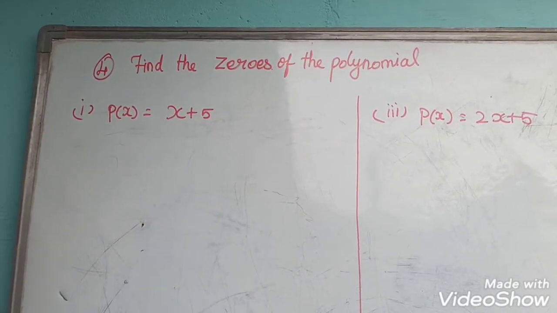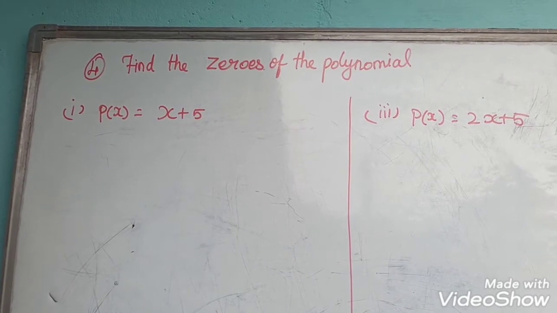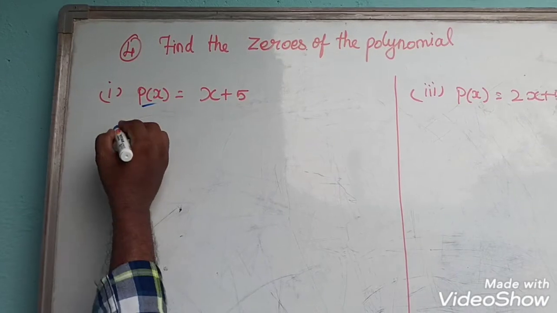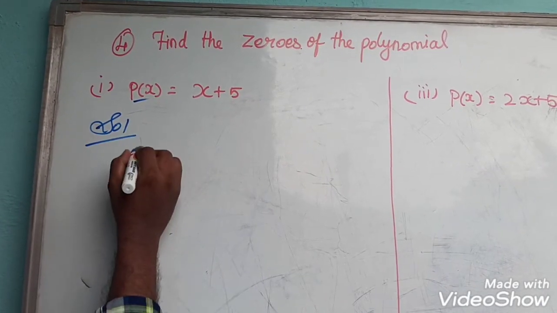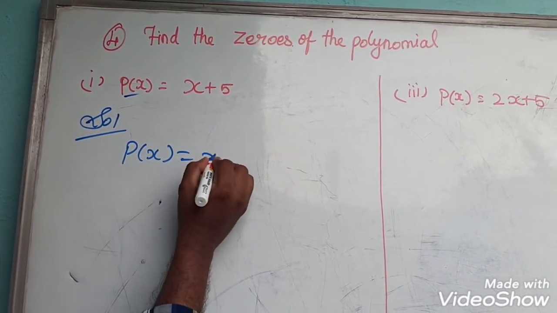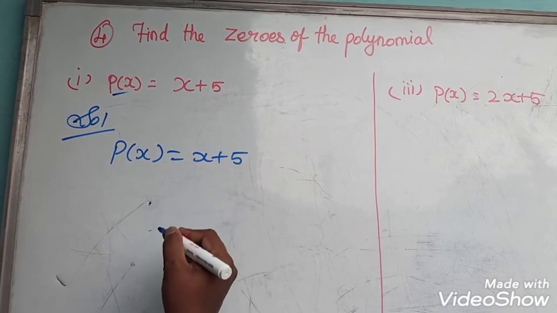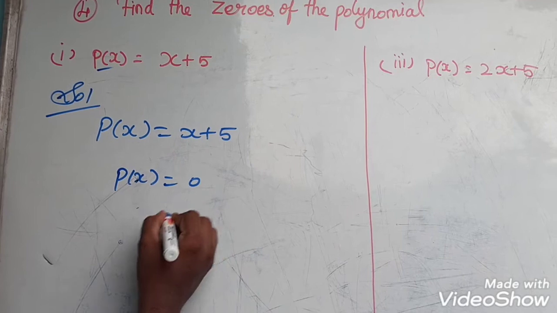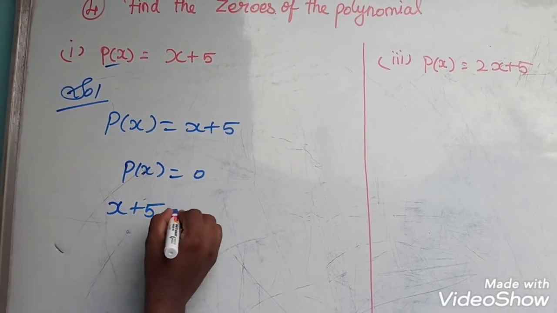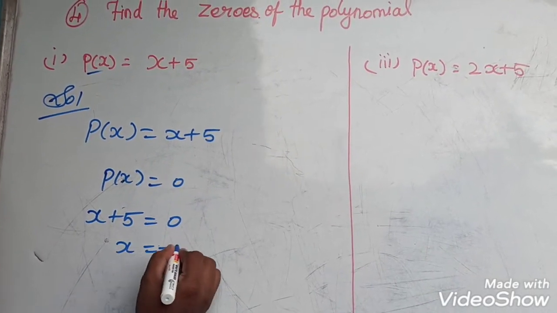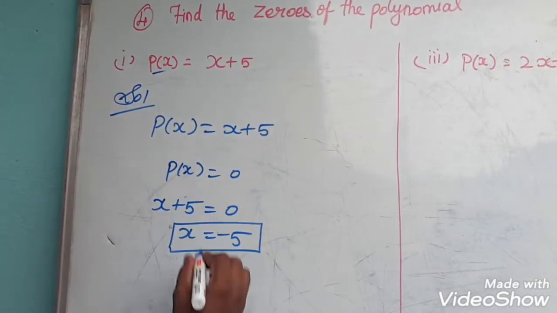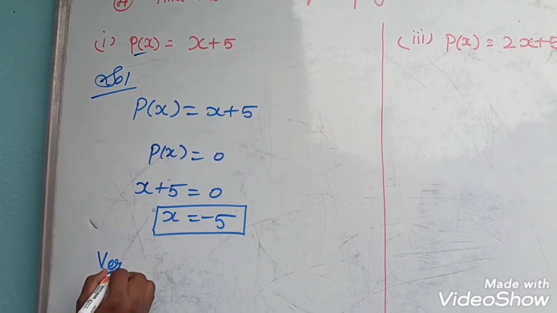So given polynomial. First question, what is meant by zeros of a polynomial? The value for which P of x becomes 0. In the same way, I will take P of x equal to x plus 5. We take P of x equal to 0, x plus 5 equal to 0, x equal to minus 5. So x equal to minus 5 is the zero of the polynomial. Just verify it.